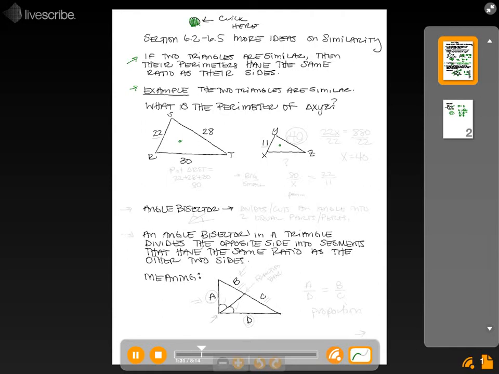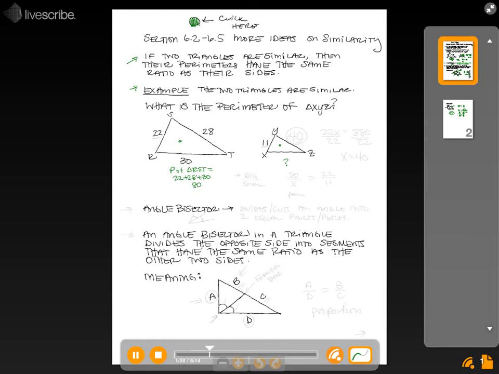First thing you want to do is figure out the perimeter of triangle RST. Now remember, the perimeter is when we add all of the sides together. So we would take 22 plus 28 plus 30, and we end up getting 22 plus 28 is going to be 50, plus 30 is 80. So the perimeter of that triangle is 80. We're looking for the perimeter of this triangle, and that's what we're finding.